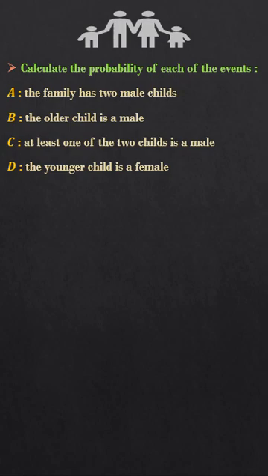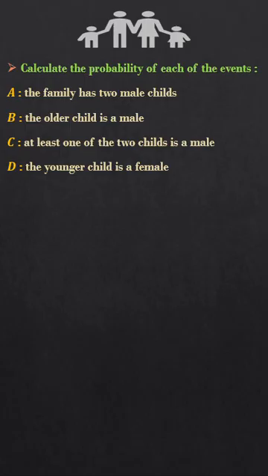Hi everyone. In a given population, let's consider the families that give birth to two children, and let's suppose that the probability to get a male child equals the probability to get a female child in the first and the second birth. We would like to calculate the probability of the event A, according to which the two born children are males.